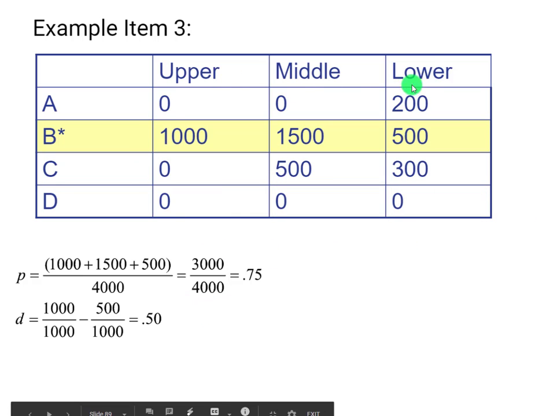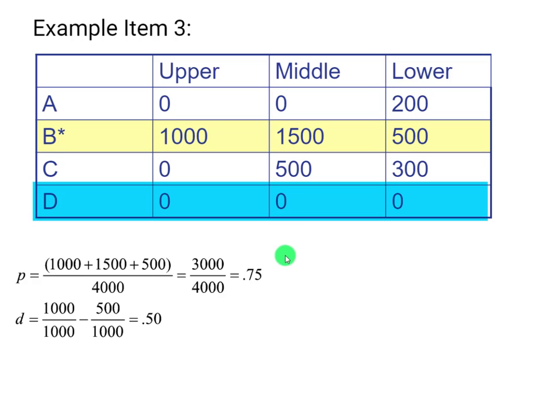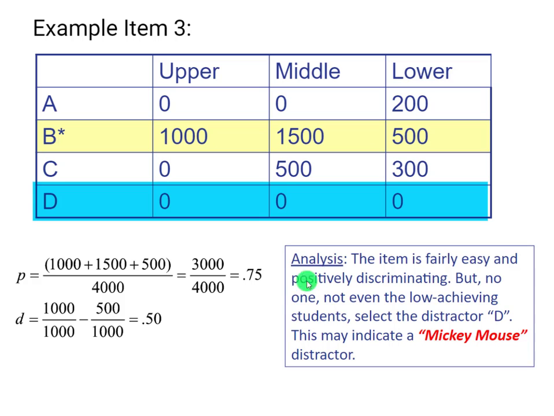Now let's look at what's happening here. Did all the options have someone pick them? No. D, nobody picked D. Maybe that's a Mickey Mouse distractor. There's something about D that everybody knows is incorrect. Again, this does not mean that it's a bad question. What it means is that if nobody's picking D, there's something about D that is just throwaway.